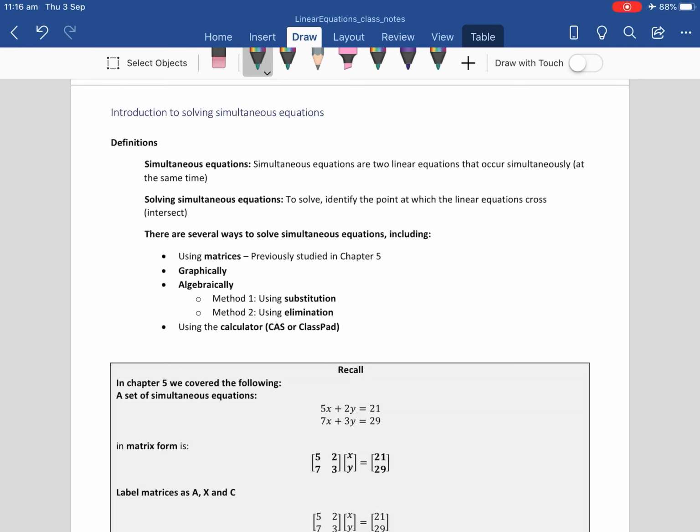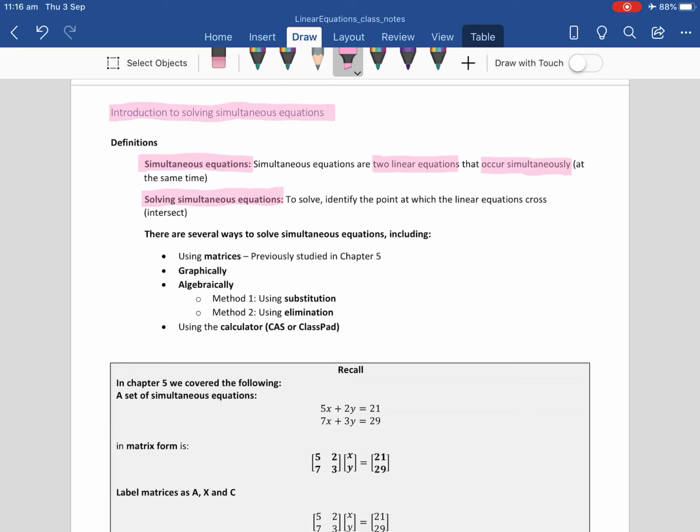Alrighty, so today we're moving on with chapter 3i, which kind of starts a bit of a different section with chapter 3. So we need to have a quick introduction or refresher of introduction to solving simultaneous equations. So a definition: simultaneous equations are two linear equations that occur simultaneously, which means at the same time. Okay, simultaneously means at the same time.